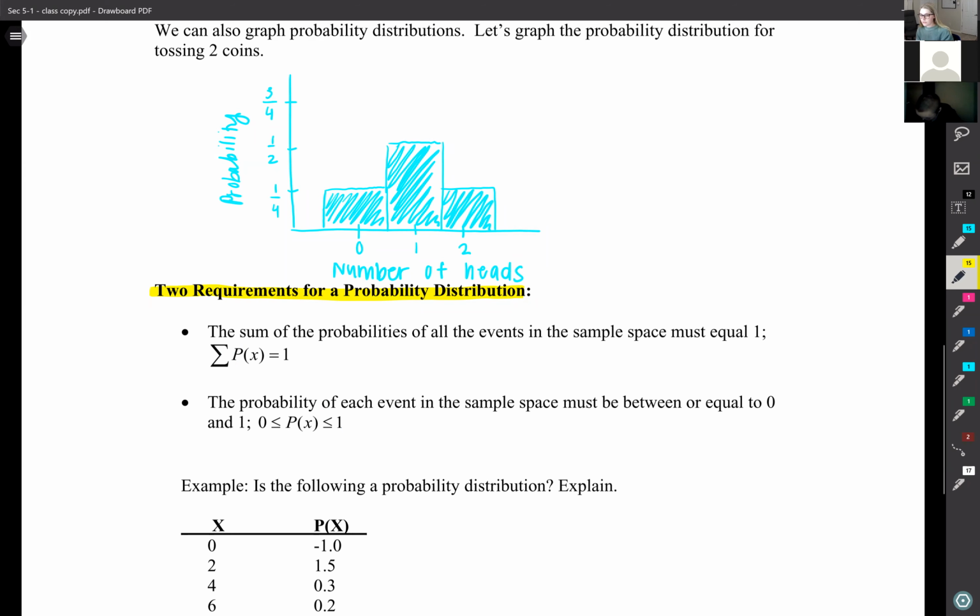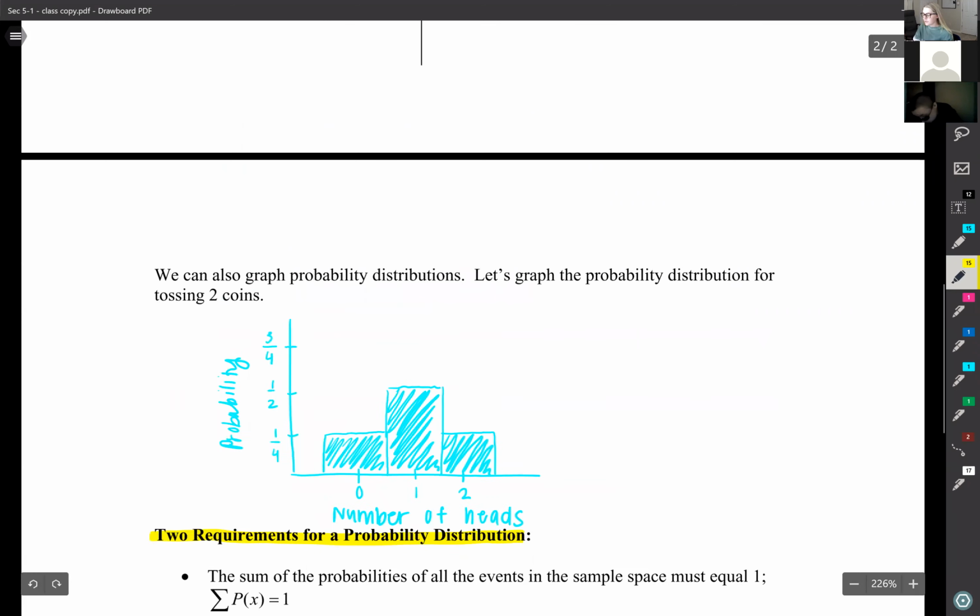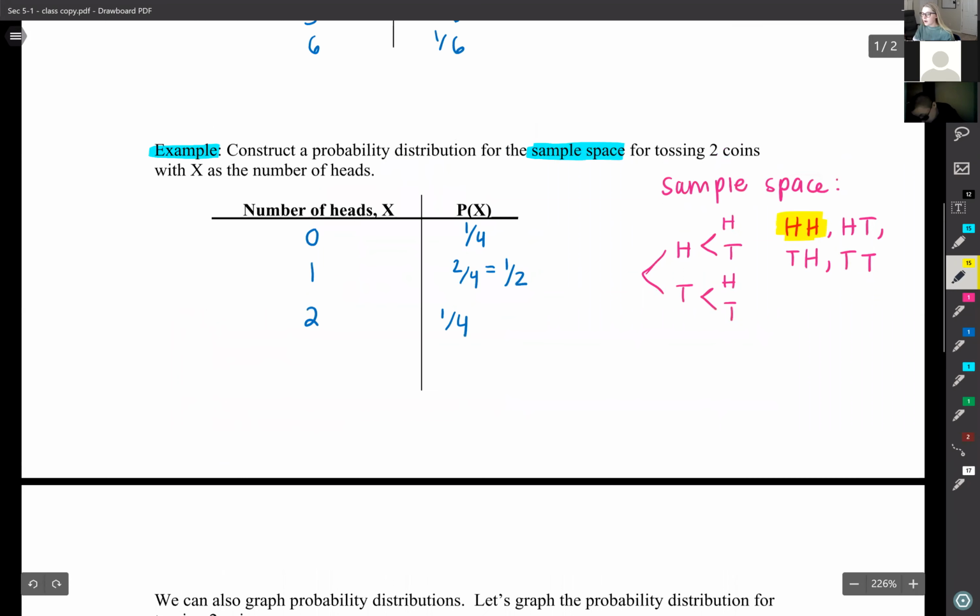So if we come up to the distribution that we did earlier about the coins, let's look at our probabilities here. We have 1/4, 1/2, and 1/4. This does meet the requirement that each probability is between 0 and 1, because each of these is going to be in that interval. And then lastly, we need to make sure that when we add all of these probabilities up, we do get an answer of 1. And if you add up 1/4, 1/2, and 1/4, you will indeed get 1.